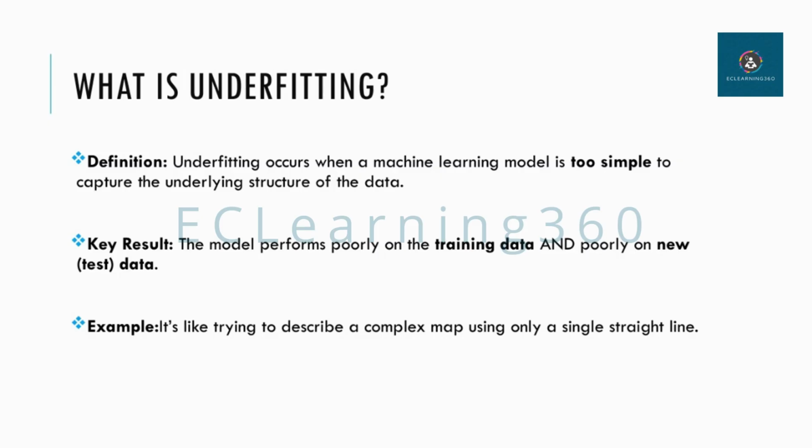All right, let's talk about underfitting. It happens when our machine learning model is too simple to really grasp the true underlying structure of the data. Think of it as trying to describe a complex map with just a single straight line. It's just not enough to capture all the details.